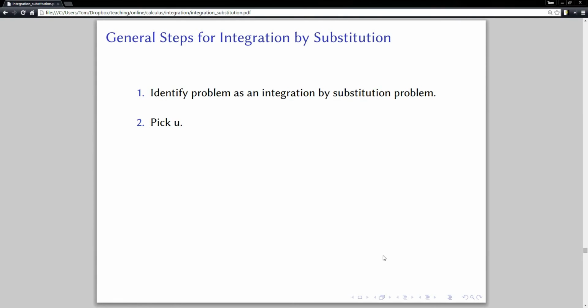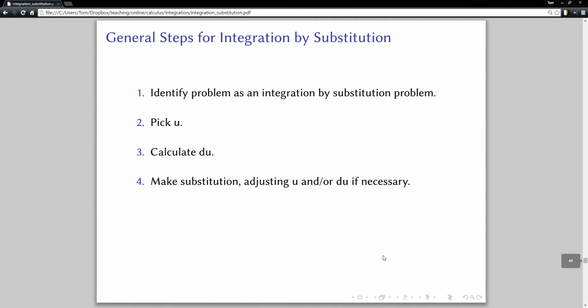You're going to pick u to be some part of your integral. And in a second, we'll talk about what are some good choices for u and some bad choices for u. The next step is to calculate the du. And then make your substitution, adjusting the u and or the du if necessary. In the easier problems, it's really just the du that you'll have to adjust. In some of the more difficult problems, it might be both the u and the du. Step 5 is to integrate, and then back substitute, switching back to the original variable. Okay, so that's the general outline of the steps for integration by substitution.